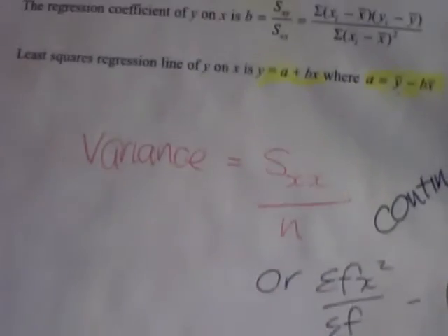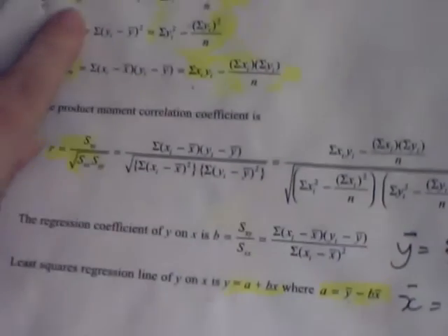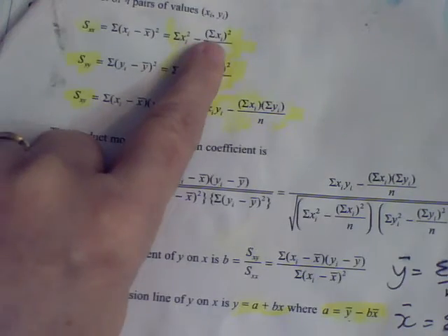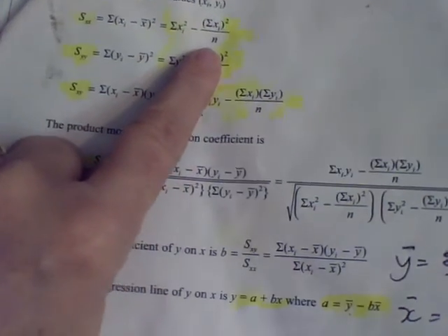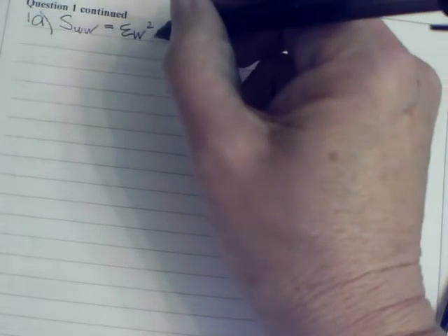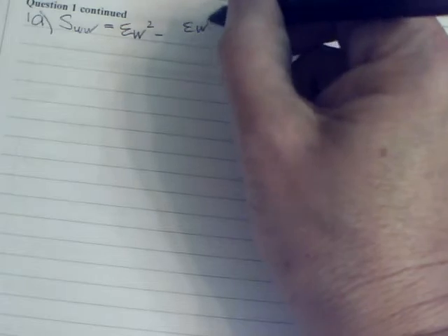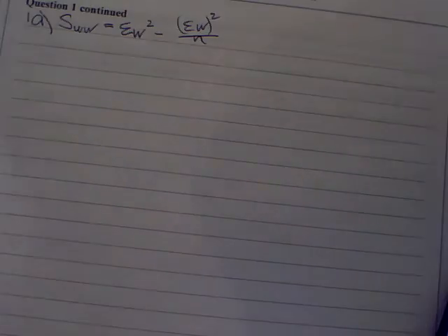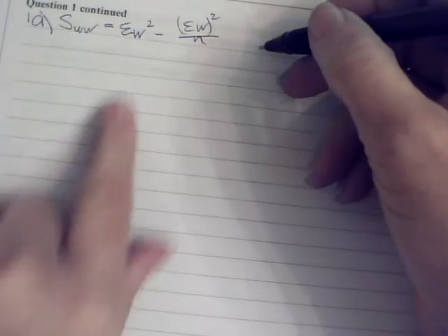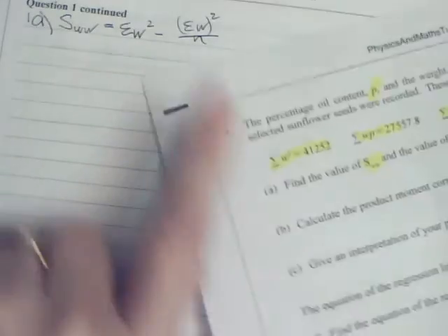Look up S of WW or S of XX, doesn't make any difference. Sorry, it's down here. And we're going to use this formula: sum of x squared, take away sum of x, all squared, divided by n. Alright, so let's write that formula down here. So this equals sum of w squared minus sum of w, all squared, divided by n. Right. Let's plug our numbers in. So this is sum of w squared. Yeah, they've given that to us here.